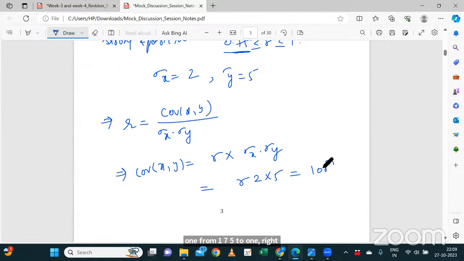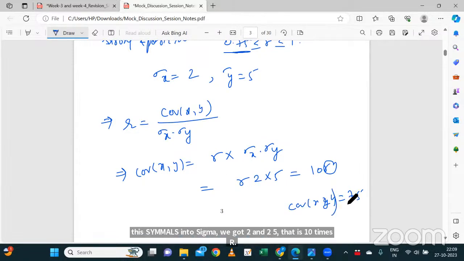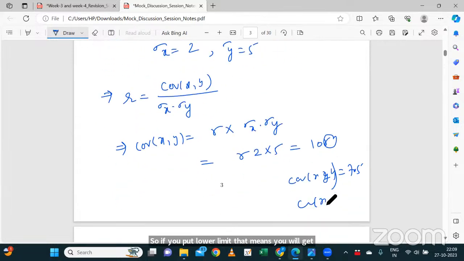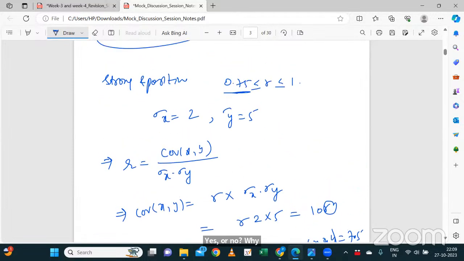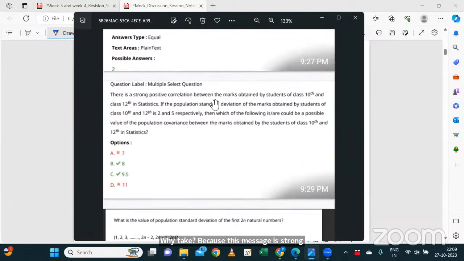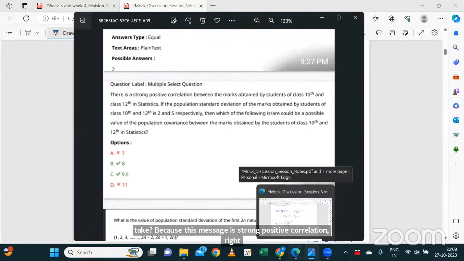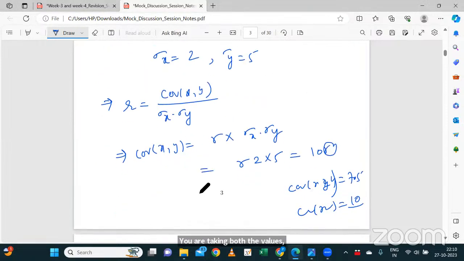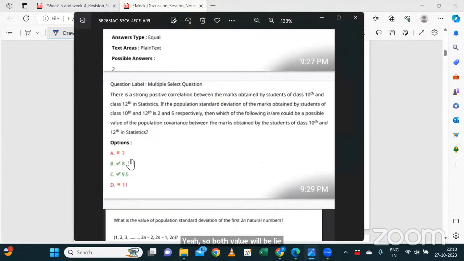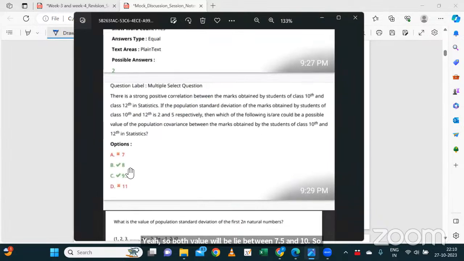So if you put the lower limit, you will get covariance as 7.5. 0.75 times 10. We are taking both the values, minimum and maximum, because it makes a strong positive correlation, right? For this condition, both values will lie between 7.5 and 10. So if you see, the correct answers are only 8 and 9.5, right?